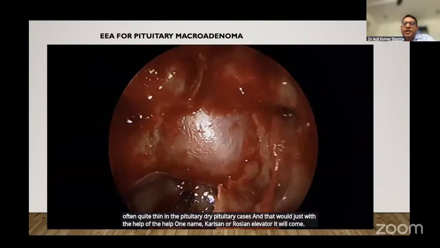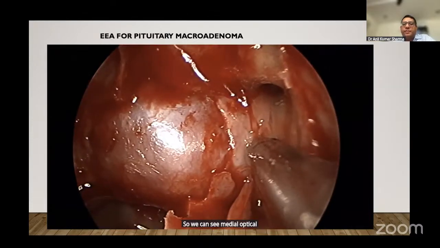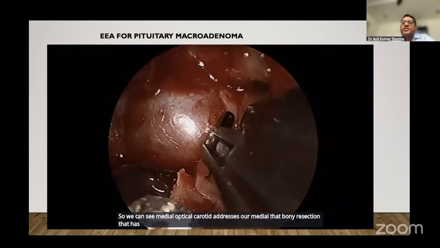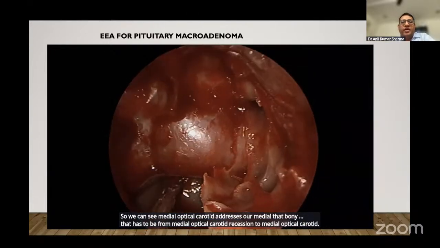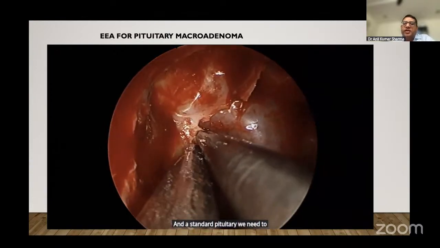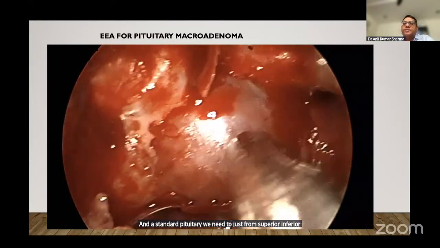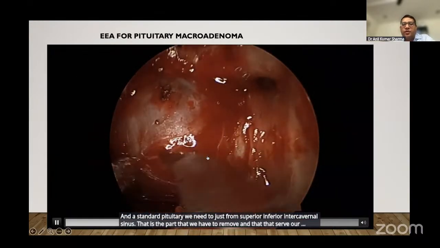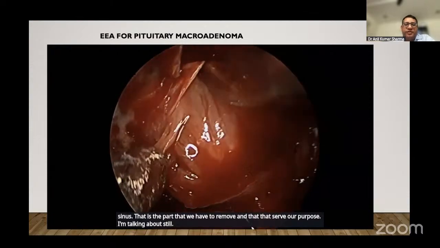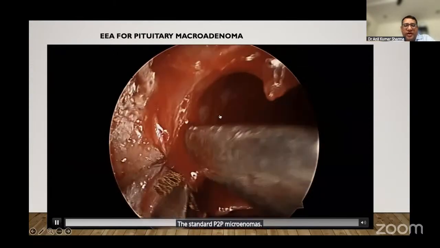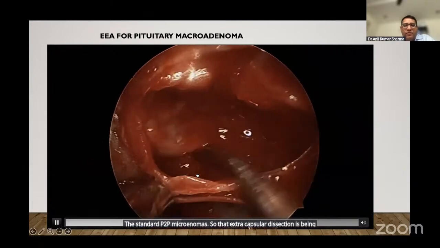We can see the medial opticocarotid recess. The bony resection has to be from medial opticocarotid recess to medial opticocarotid recess. In extended pituitary surgery, we need to go from the superior to the inferior intercavernous sinus. That is the part that we have to remove, and that serves our purpose. I'm talking about extended pituitary macroadenomas. Here the extracapsular dissection that we were talking about is being done.